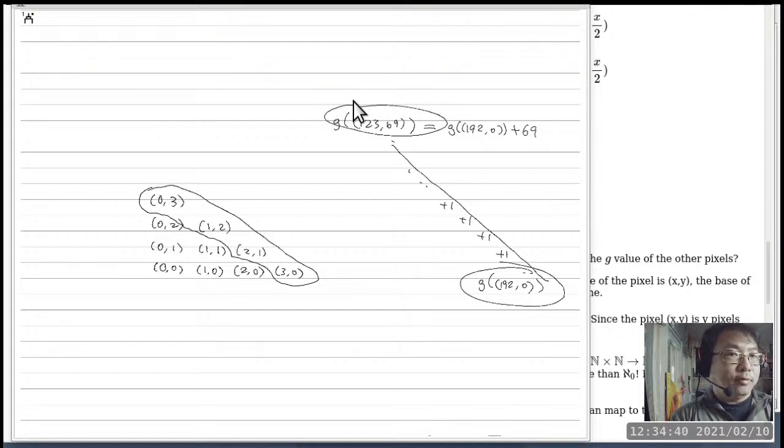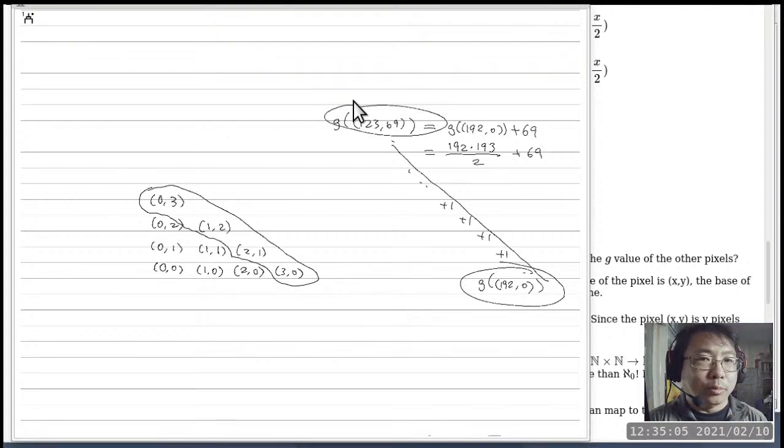Are we doing okay so far with this? Which then turns out to be 123 times 120. Oops, okay, I take it back. I got myself confused, which is 192 times 193, the whole thing divided by 2, and then plus 69. That would be the natural number as a g value corresponding to the coordinate of 123.69.